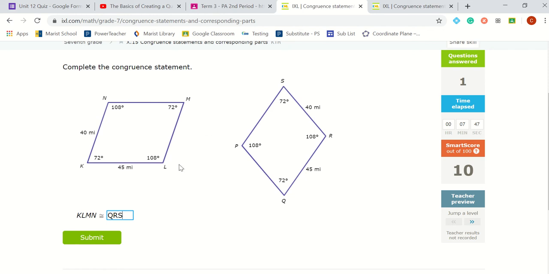Okay, and then finally N. How do we get from M to N? We have to go down this side from 72 degrees to 108 degrees. So we were at S, and we have to go to P.